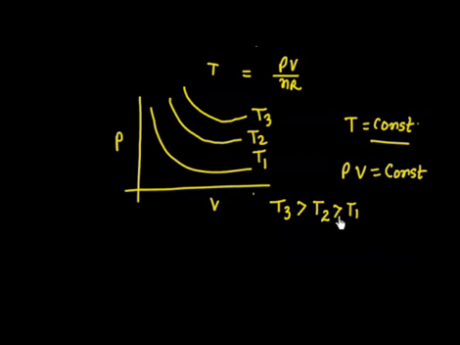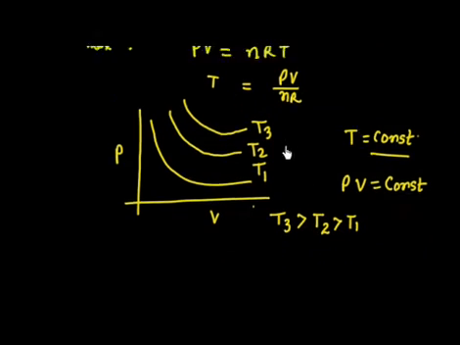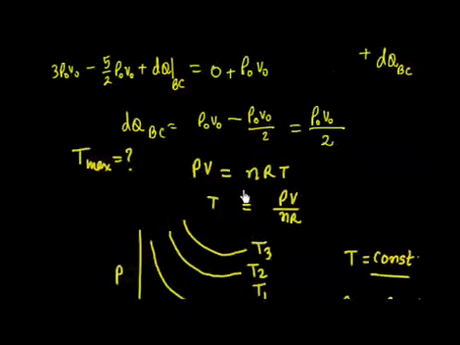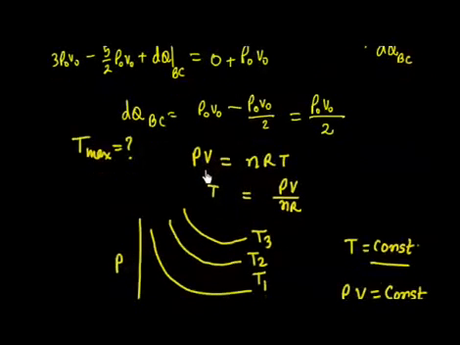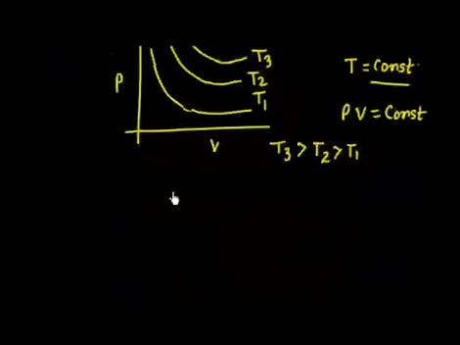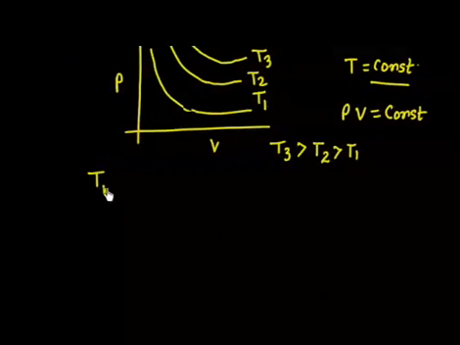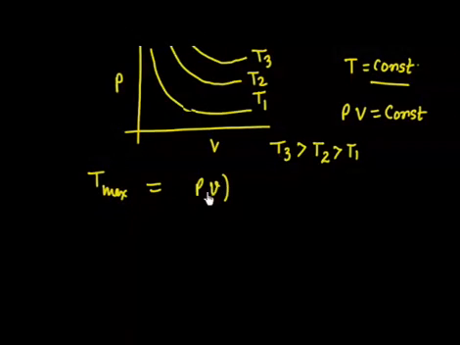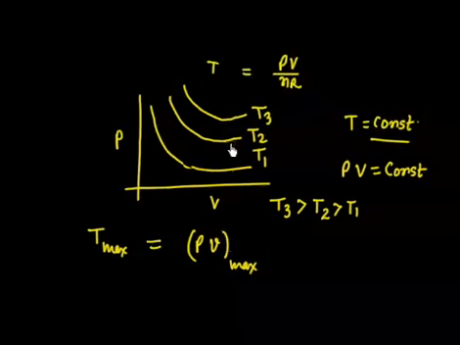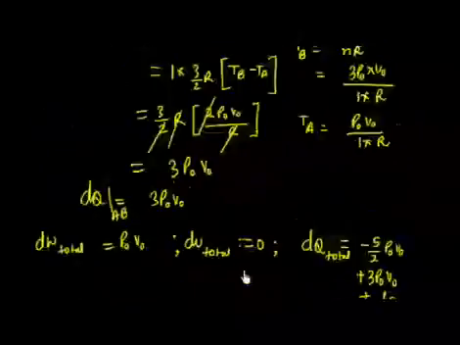Now we will use this idea to find the maximum temperature. You see, this means if I have P into V more, temperature will be more. So I want T maximum. This is the same as finding the maximum of the product P into V. Are you getting or not? So we are interested in the maximum product of P into V.